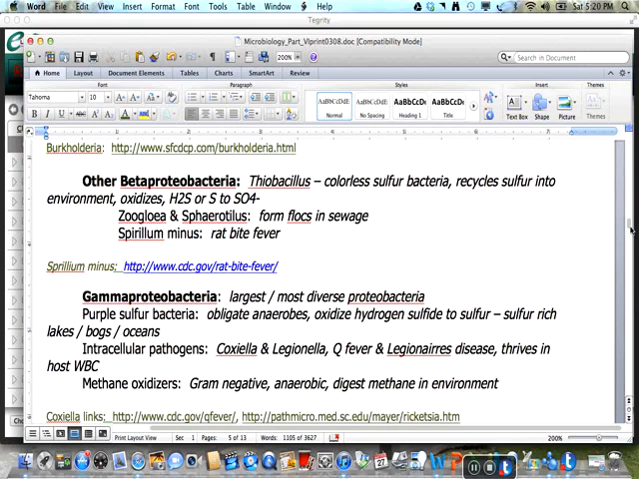Other beta proteobacteria include the colorless sulfur bacteria Thiobacillus. This organism recycles sulfur into the environment and oxidizes hydrogen sulfide or elemental sulfur to sulfate. The zooglea and Sphaerotilus form flocs in sewage. Spirillum minus causes rat bite fever. That is not a disease we see a whole lot in the U.S., but there is a link to it here if you're interested in more information.